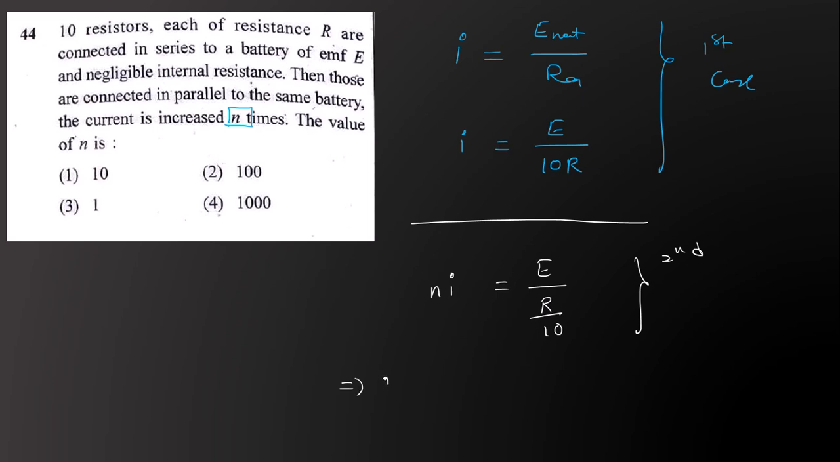First of all, we will put the value of I. So I's value will be E by 10R. So this will be equal to E. This 10 will go up. So E and R will be cancelled. So n will be equal to 100. Let's move on. So 100 is the answer.